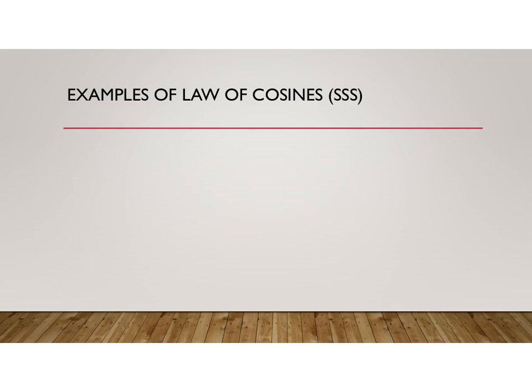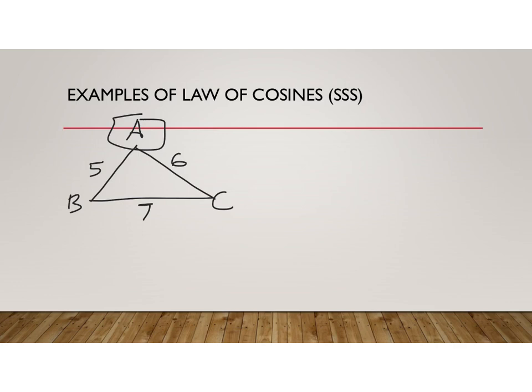Now, what if you got three sides? So let's say I've got a triangle, and I know the three sides are 5, 6, and 7. All right, to do this, I'd always find the largest angle first. So I'm going to find, no matter how this is labeled, let's say it's ABC, I'm going to find angle A first, the largest one.